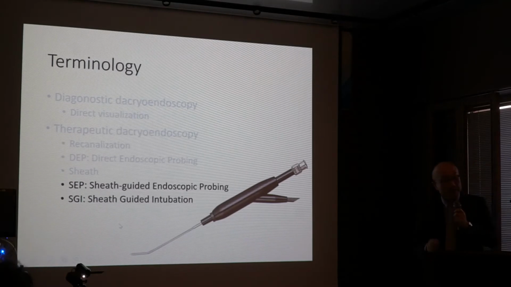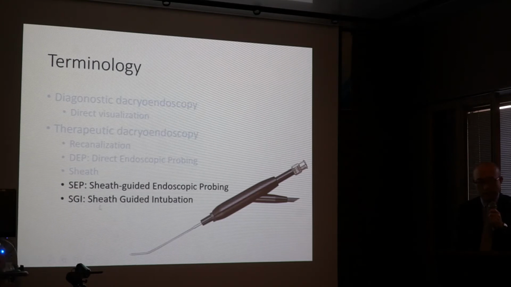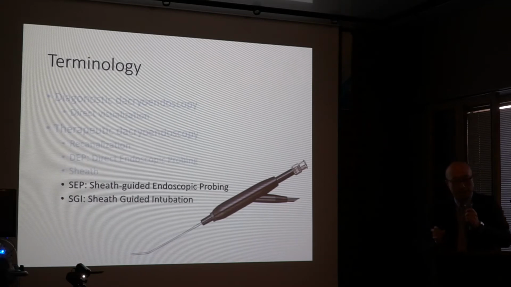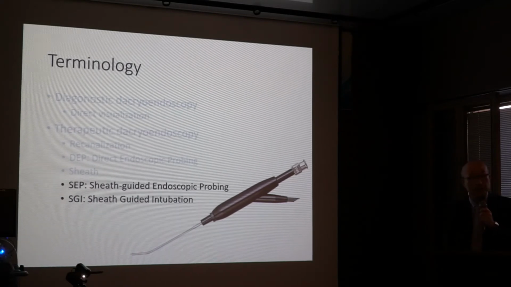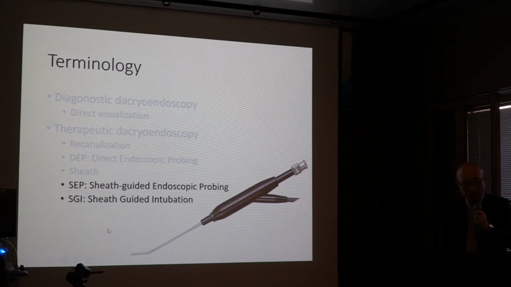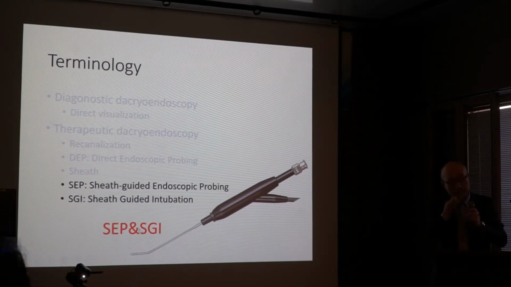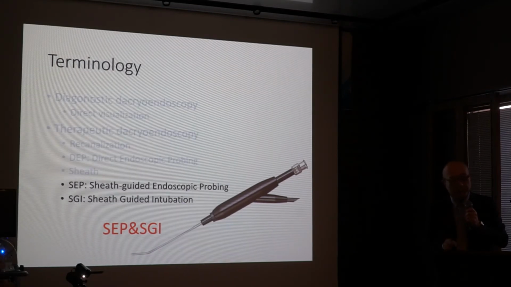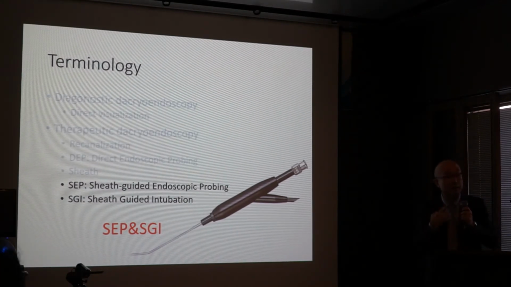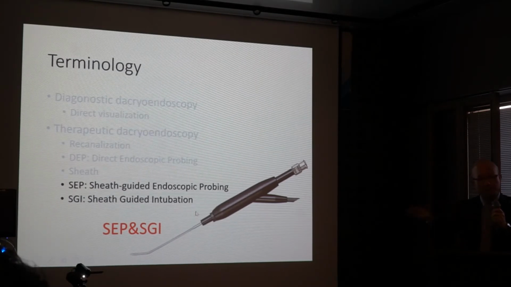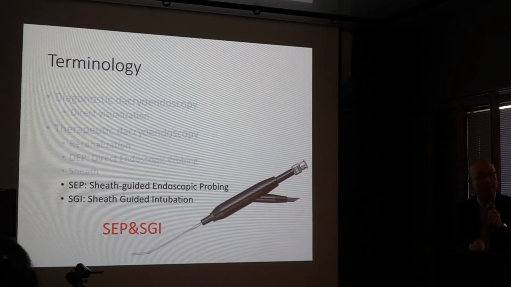For performing sheath-guided intubation, of course, we need sheath. So these procedures are performed sequentially, usually. So we call this sequential technique SEP and SGI. SEP and SGI is the main procedure in the therapeutic dacryoendoscopy in our country. This is very popular. Every ophthalmologist is very familiar with this technique in our country.